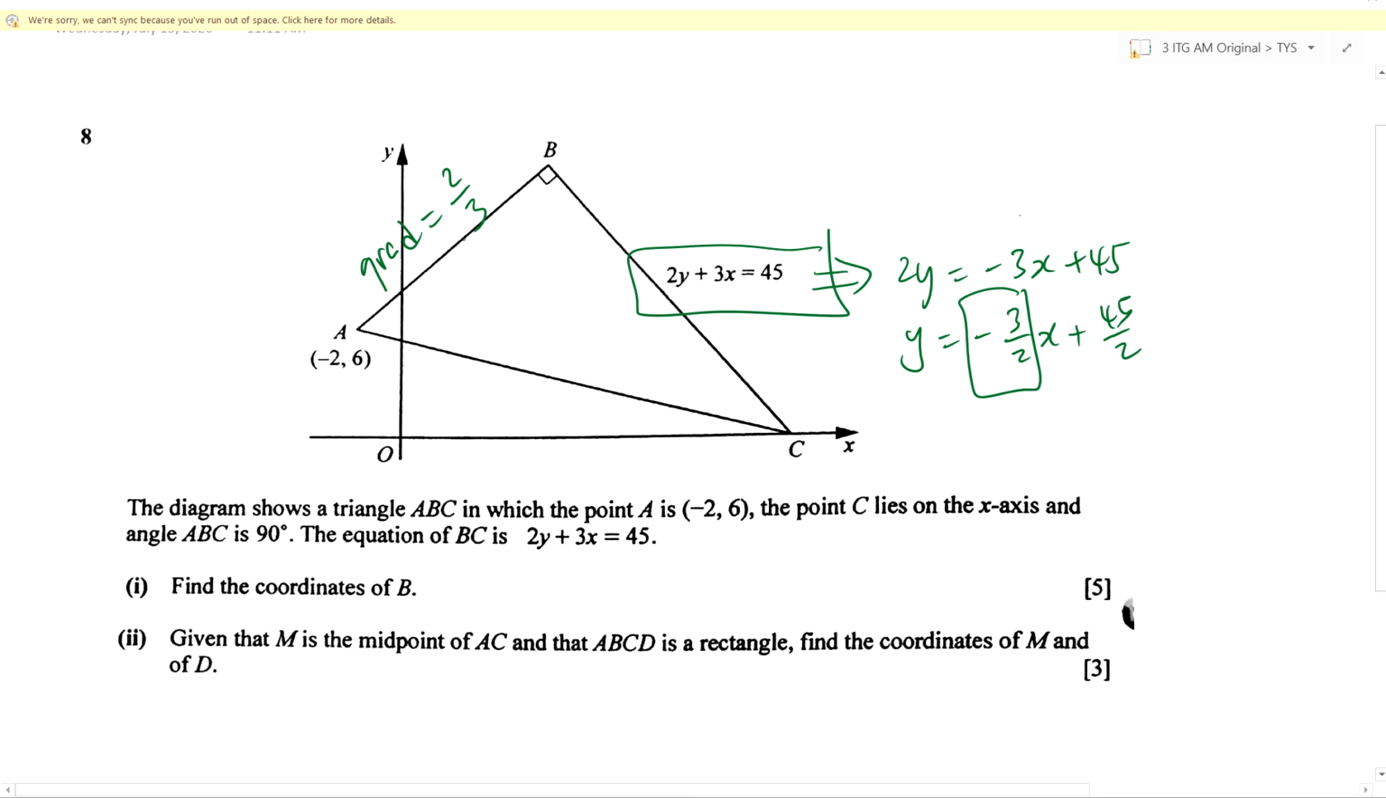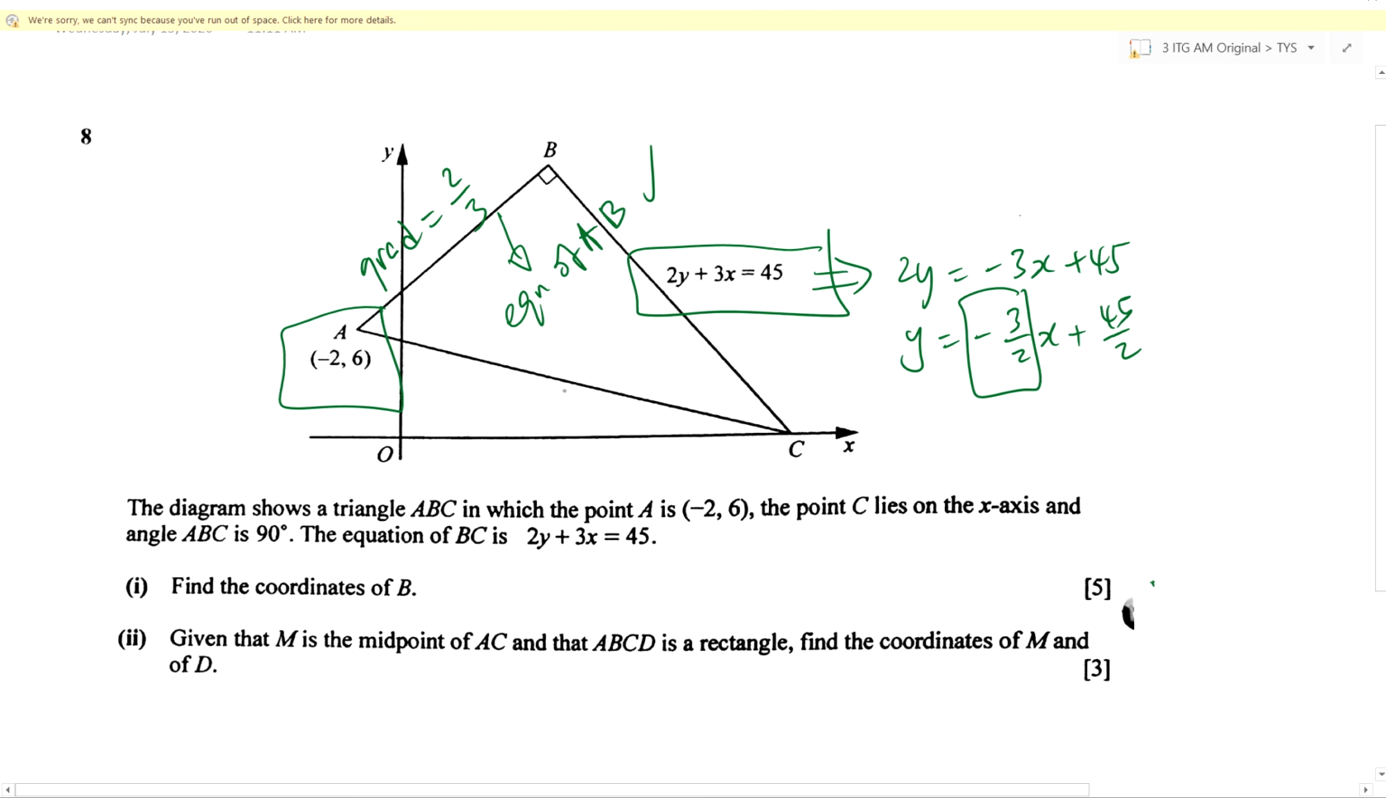So with the gradient and one set of coordinates, I can find the equation of AB. No problem. Once I get the equation of AB, I can do simultaneous equations with BC. Where they intersect will be point B. So that's 5 marks. Part 2, M is the midpoint of AC.